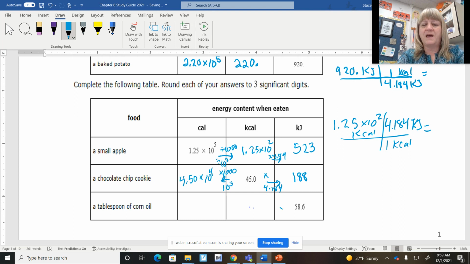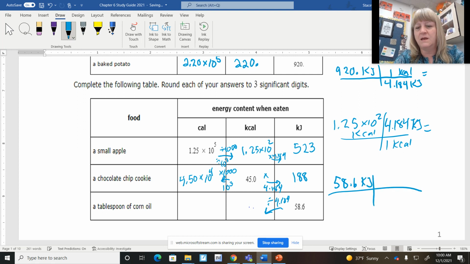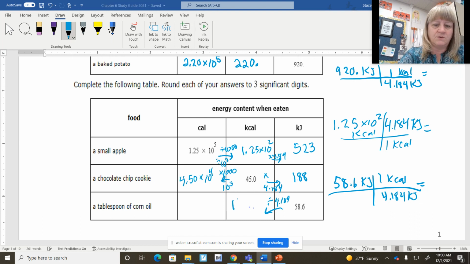Down here, now we're going backwards. We're going to divide by 4.184. So as I'm setting it up, 58.6 kilojoules, and I would put 4.184 kilojoules on the bottom and 1 kilocalorie on the top. So that's how I'm doing that one. So 58.6 divided by 4.184, gives me 14.0 kilocalories. And then again, to go this way, we're going to times by 1,000. And so I'm going to get 1.40 times 10 to the fourth.